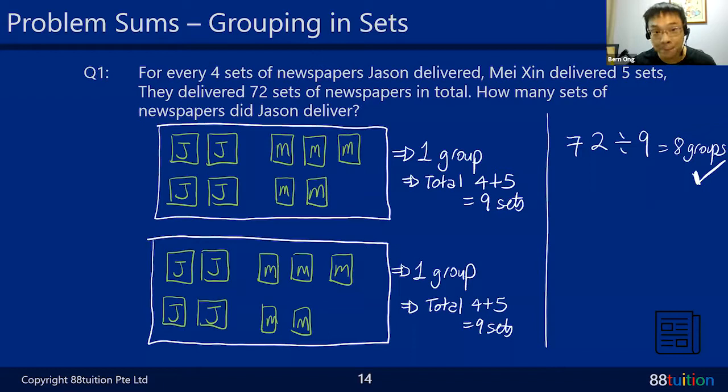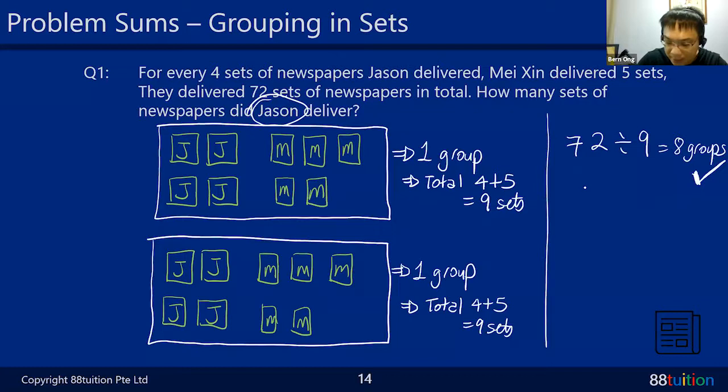One group consists of what? 4 Jason, 5 Mei Xing. Another group, 4 Jason, 5 Mei Xing. Can you see that? So 8 groups got what? They're looking for how many sets did Jason deliver? One group got 4 Jason newspapers. Can you see that? So 8 groups, eh? The last step is 8 times 4.